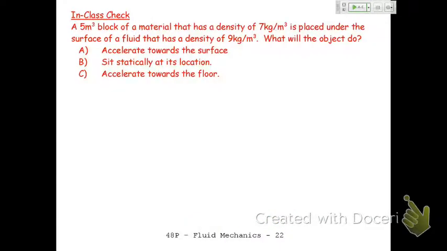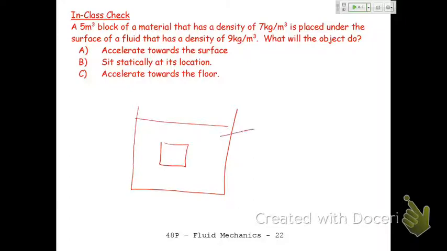Say a 5 cubic meter block of material that has a density of 7 kilograms per cubic meter is placed under the surface of a fluid that has a density of 9 kilograms per cubic meter. What will the object do? This is a conceptual one. Let's just draw it out. So we have this object underneath, and the density of the fluid is 9 kilograms per cubic meter. And the density of the object is 7 kilograms per cubic meter. Can you work that out for me, please?